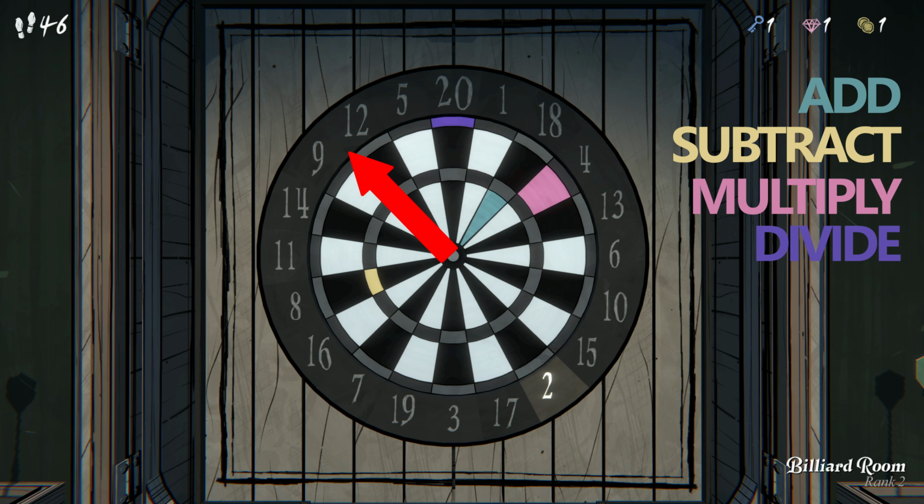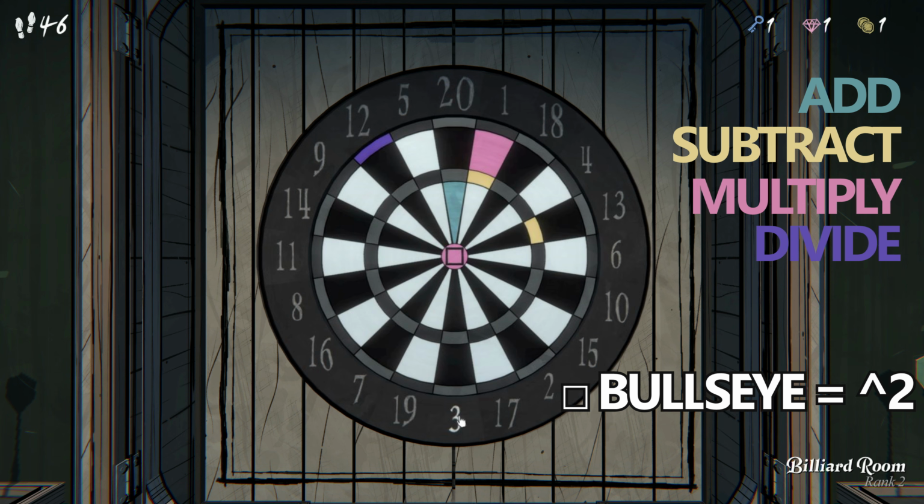In this case, we're doing 18 minus 8 to get 10. We're going to multiply that by 4 to get 40. Divided by 20 to get 2. To make things even more complicated than that, if you get a square inside of the bullseye, that is a square function, so you have to multiply the number by itself during the step that it is colored.